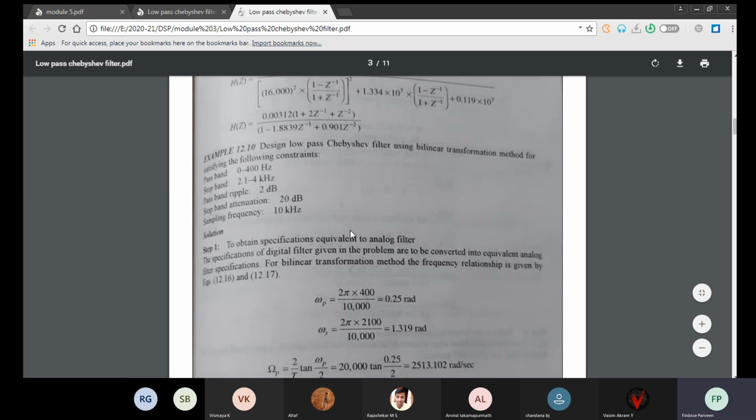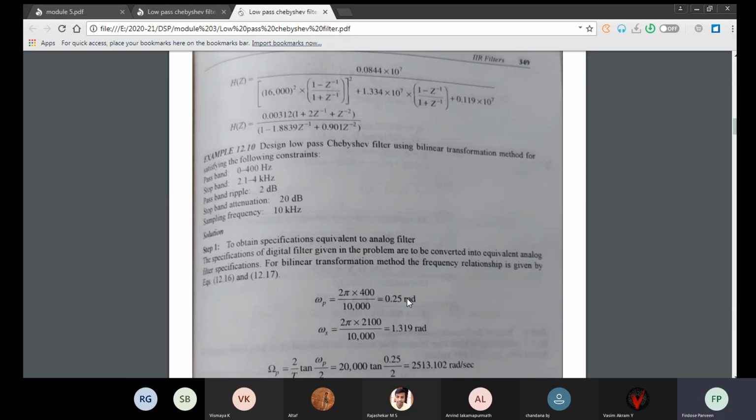To obtain specifications equivalent to analog filter, since they have given in Hertz, you need to convert it into radians. So to convert it into radians, what is the formula? That is WP is equal to 2 pi f divided by T. So when you convert, it becomes 0.25 radians. In the same way, for WS, you can take 2.1 kilohertz here. So 2 pi f divided by T.